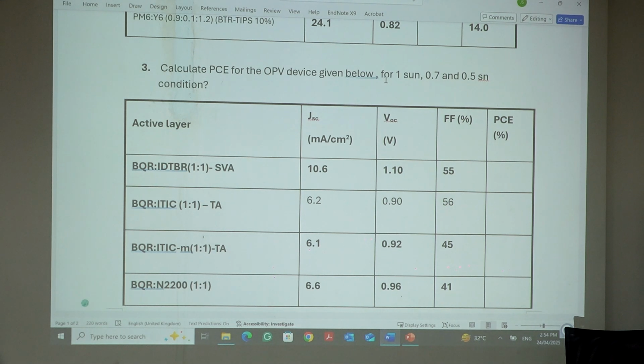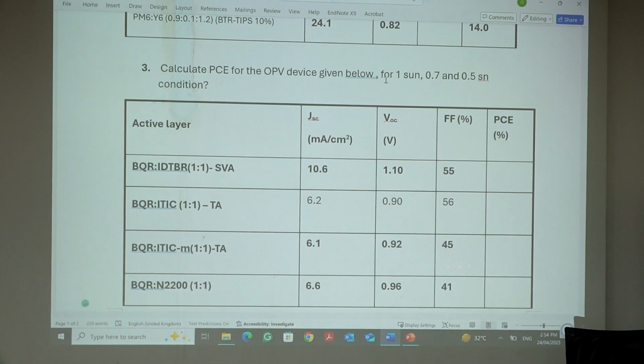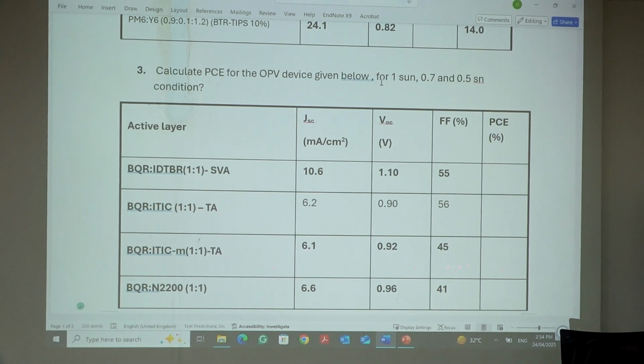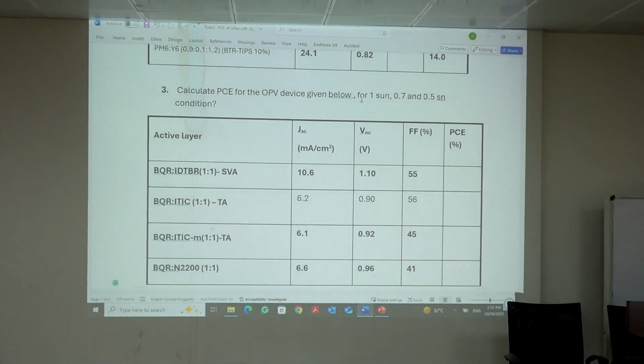Everything is standard. I think it's 1361. 1361 per meter square. No, this is one, it's 1000. Yeah, one sun is 1000 watt per meter square, 100 milliwatt per centimeter square, if you want to convert to centimeter.